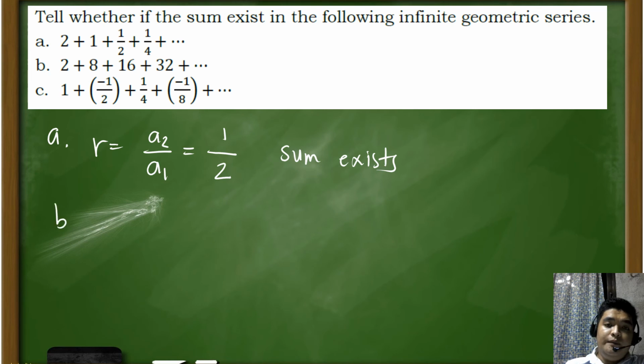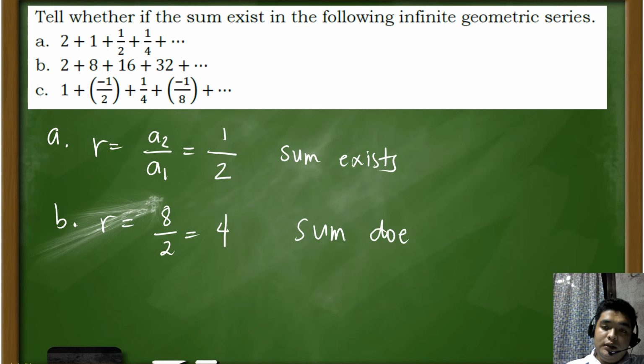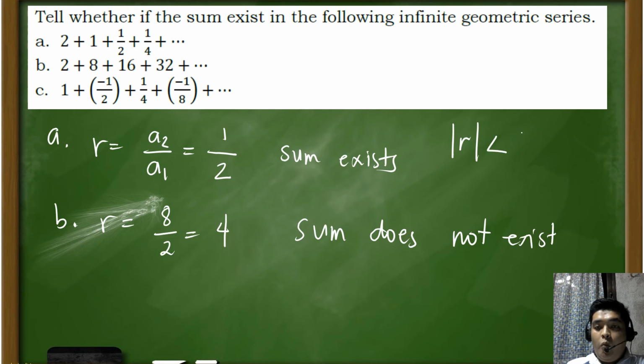How about letter B? 2, 8, 16. Our second term is 8, our first term is 2. Our R is 4. So therefore, the sum does not exist. Again, it exists only if the absolute value of R is less than 1, meaning R must be between -1 and 1. It cannot be outside of that. Since 4 is greater than 1, the sum to infinity does not exist.